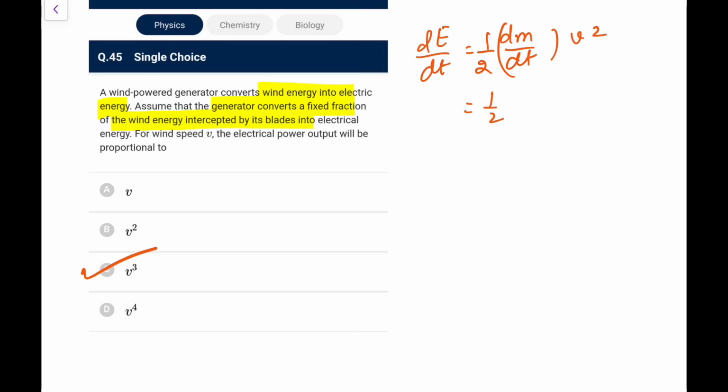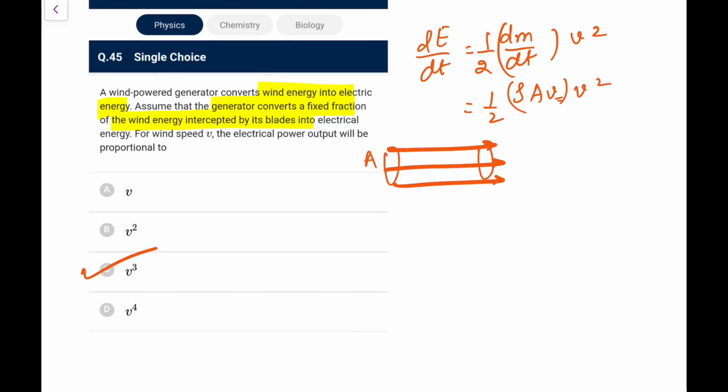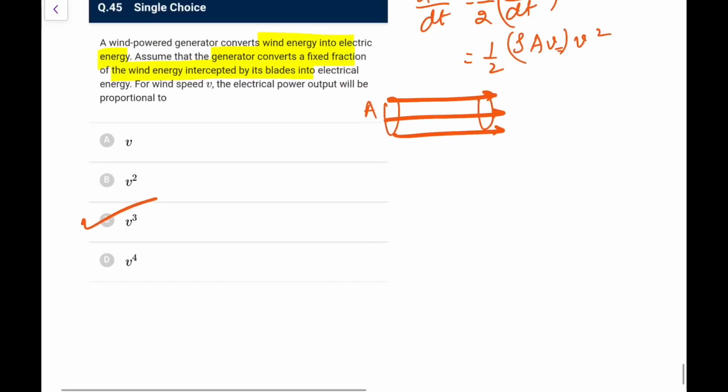And this dm by dt, that you can say, because the wind is flowing like this, we can have this dm by dt as rho A v, rho into volumetric flow rate, and it is a fixed cross sectional area, so that depends on v. So basically it comes out as v cube. So this power is proportional to v cube. That is what you can directly make out in this particular case.